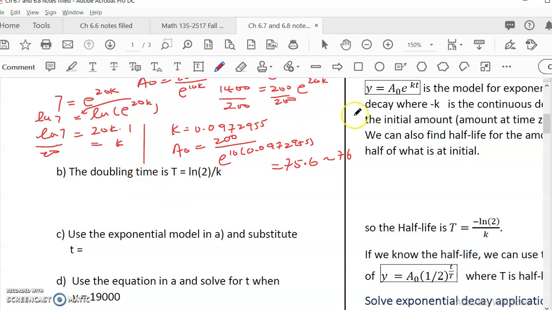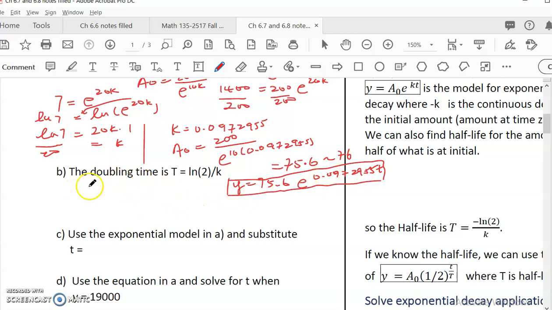I'm just going to keep the 75.6 for the time being. So I would say the equation is y equals 75.6 e to the 0.0972955t. So this is the function that models the growth.